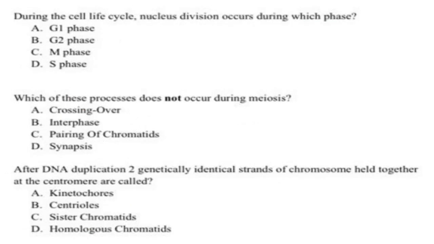During the cell cycle, nuclear division, which is just karyokinesis, occurs during which phase? We have G1. G1 is the growth phase. G2 is also a growth phase, but sometimes karyokinesis can take place. And then we have the M phase. So this is the correct answer. When you talk of S phase, this is where replication mostly occurs.